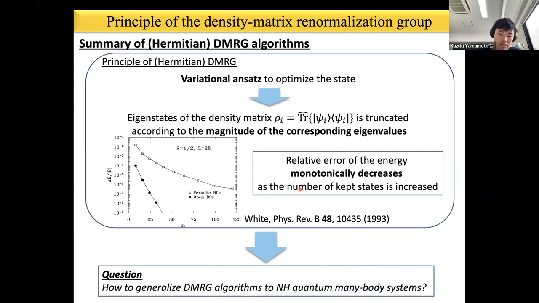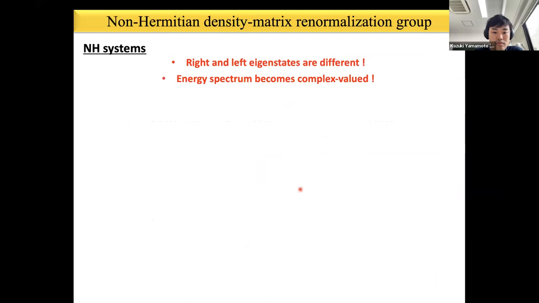Now we want to consider how to generalize these DMRG algorithms to non-Hermitian quantum many-body systems. To consider such a non-Hermitian generalization, we first have to summarize how non-Hermitian quantum systems are described, which is different from Hermitian quantum systems. An important point is that in non-Hermitian quantum systems, the right and left eigenstates are different, and the energy spectrum becomes complex valued.